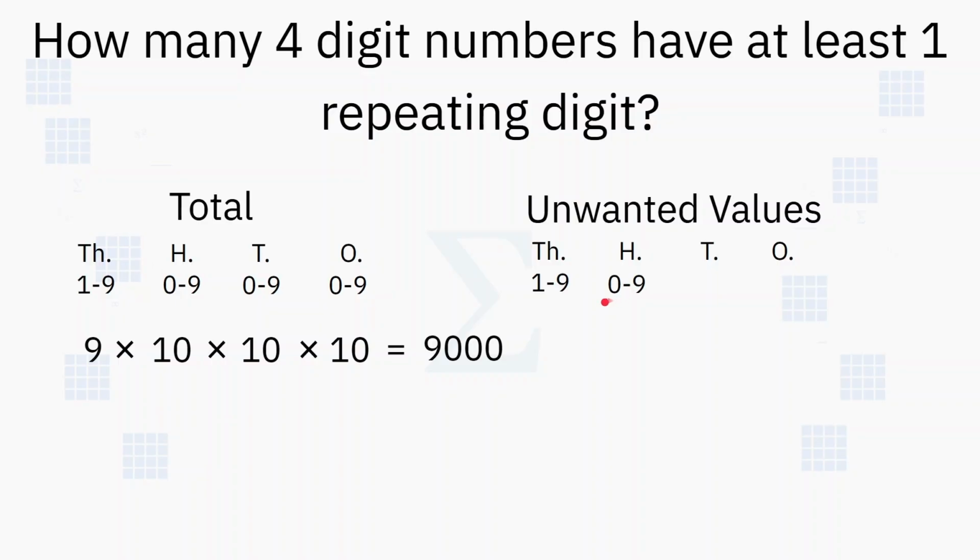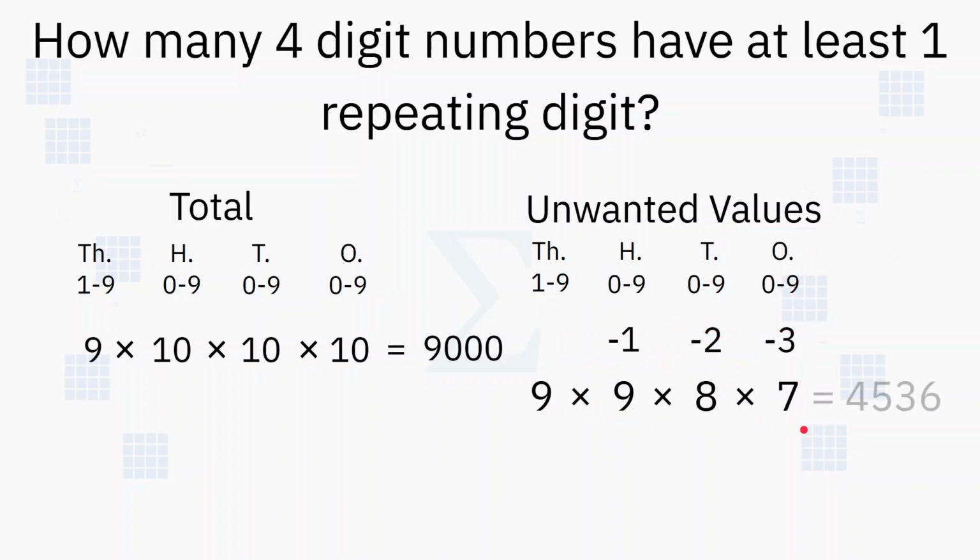For the hundreds, it would be 0 through 9, except it can't repeat the thousands, because remember, it's the unwanted values, which means no repeating digits. So it can't repeat, so we subtract 1. For the tens, it can't repeat these two, so we subtract 2. And for the ones, it can't repeat any of these, so it's minus 3. So we get 9, 9, 8, and 7, accounting for these. We multiply everything together, we get 4,536.